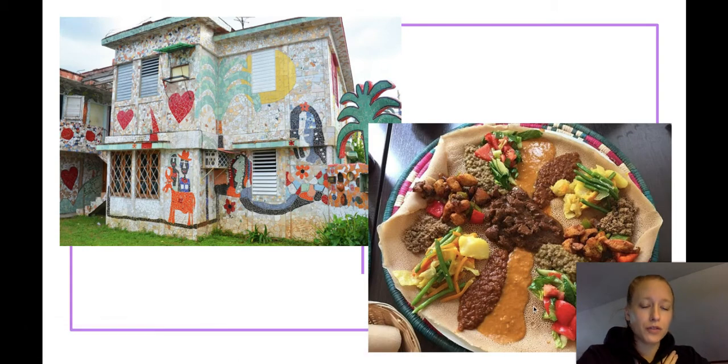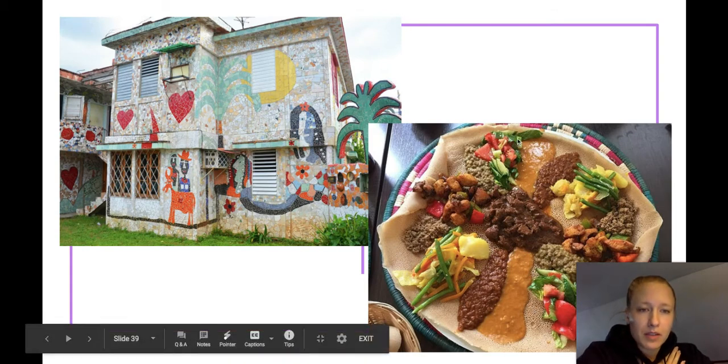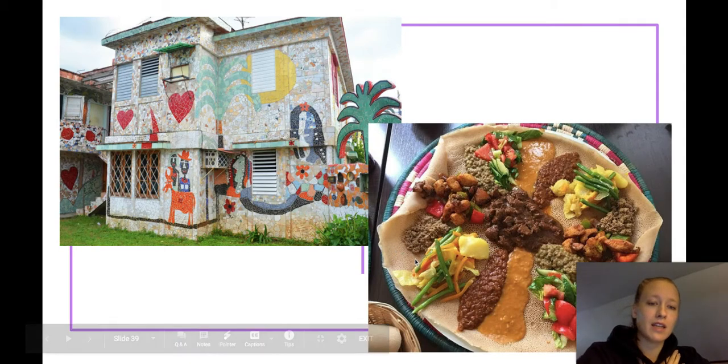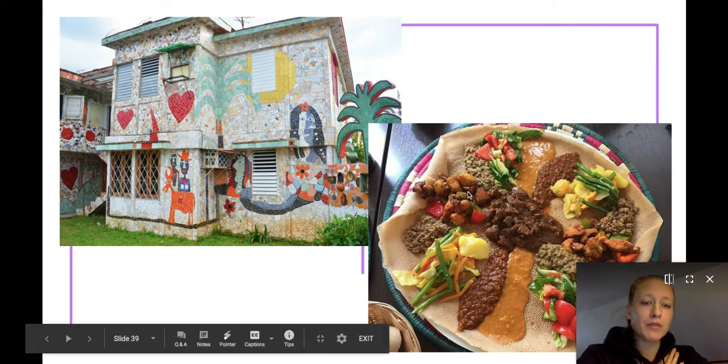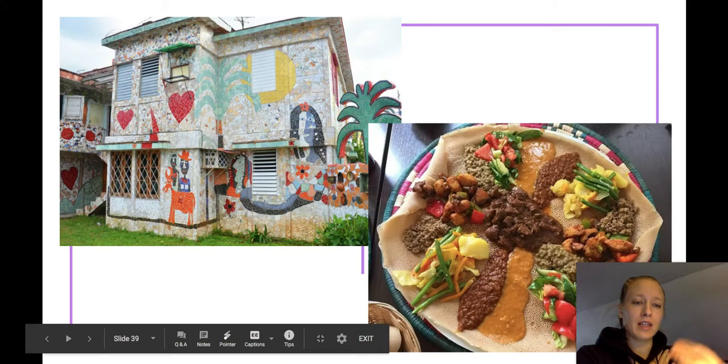This is a picture of food. There's some injera on the bottom, different vegetables and meat and potatoes and beans like lentils. So this is a very common food that would be eaten in Eastern Africa.